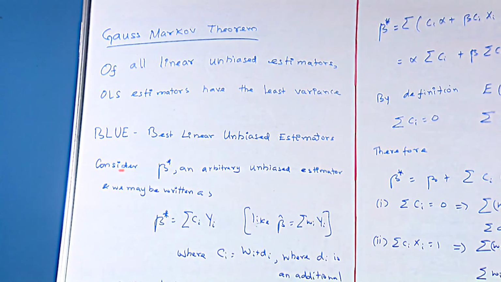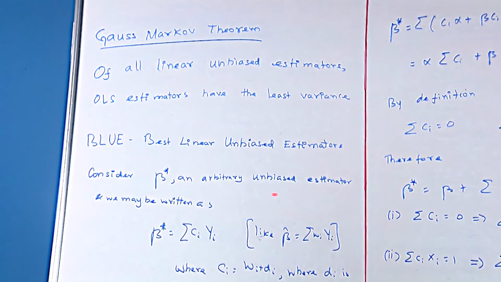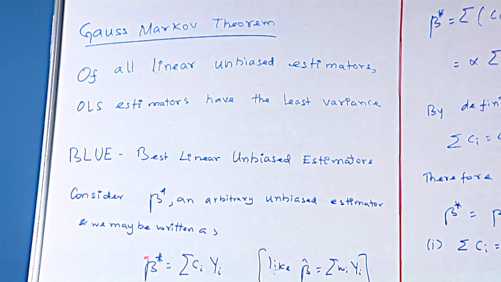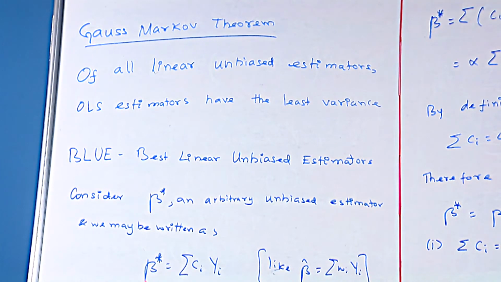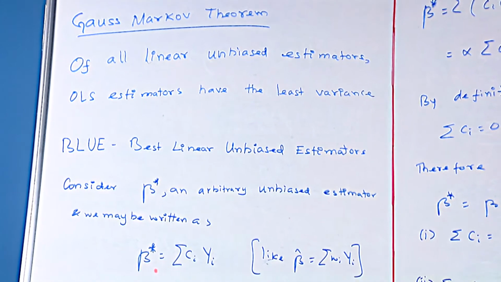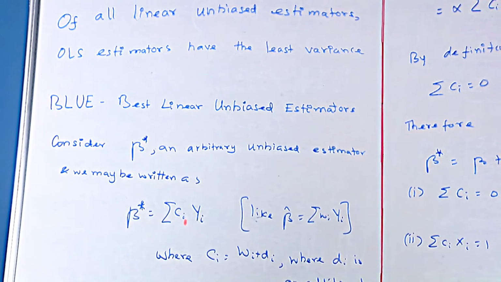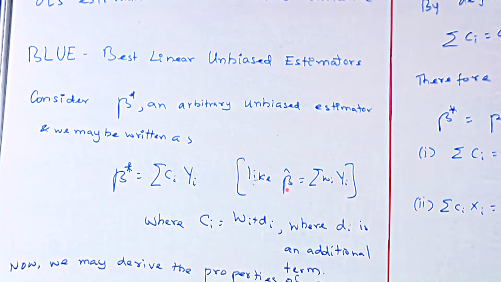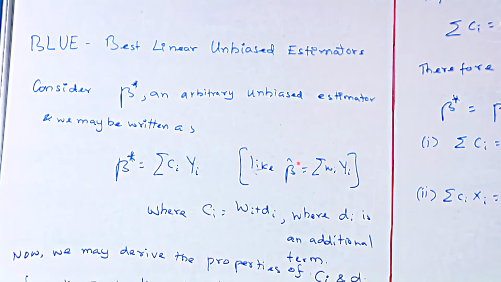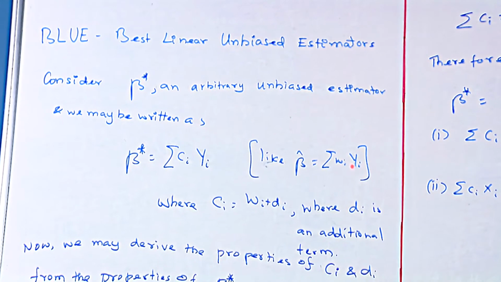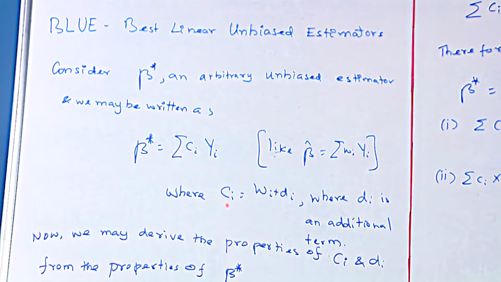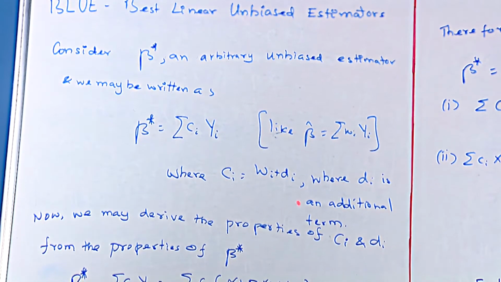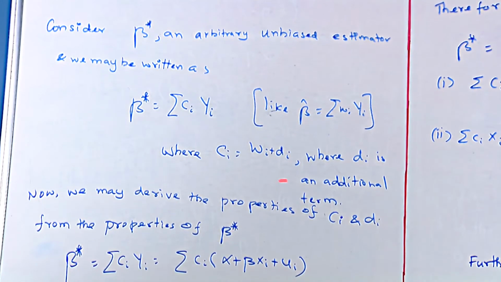Let us consider beta star, an arbitrary unbiased estimator. Because it is a linear estimator, beta star may be written as sigma ci yi, where ci is some linear weightage, like your beta hat, the OLS estimator. Beta hat is equal to sigma wi yi. Here ci may be taken as wi plus di, where di is an arbitrary additional term. It may be positive or negative.